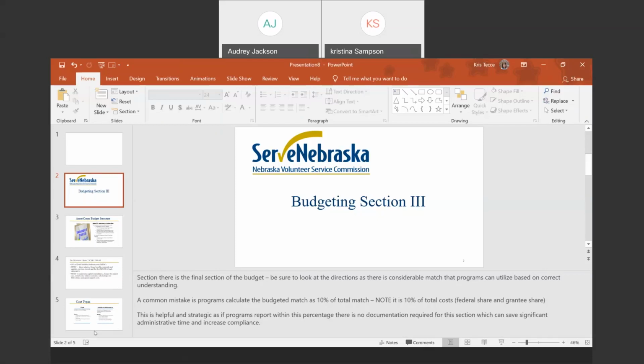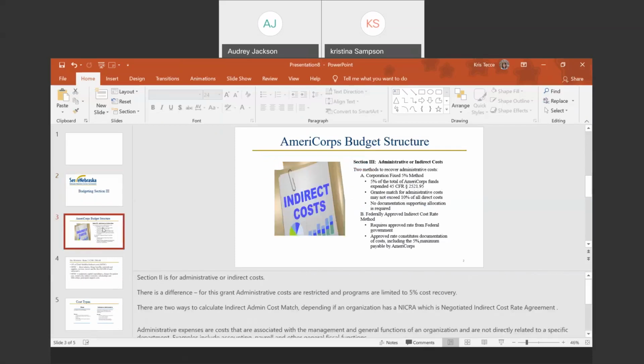There's two different pieces where you can look at your budget. Again, you want to think strategically in terms of looking at the match for your grant. So again, looking at Section 3, which is administrative or indirect costs, there's two ways to recover, and this really depends on your organization and your organizational structure.